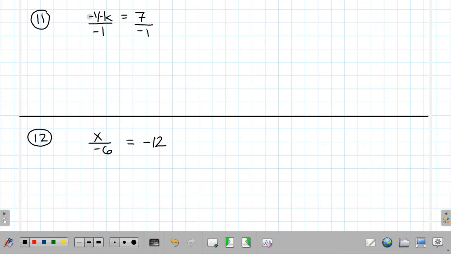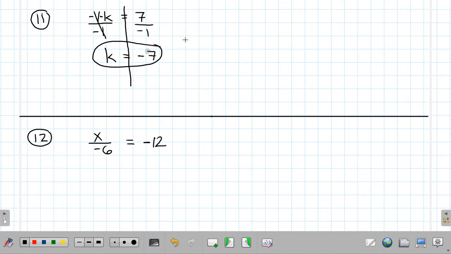Once again, the whole point here is to get rid of these negative 1s, so we just have a 1k. Then the one step that we have to do here, the one calculation, is 7 divided by negative 1. Positive over a negative is negative. 7 over 1 is just 7. So in this case, k is equal to negative 7.